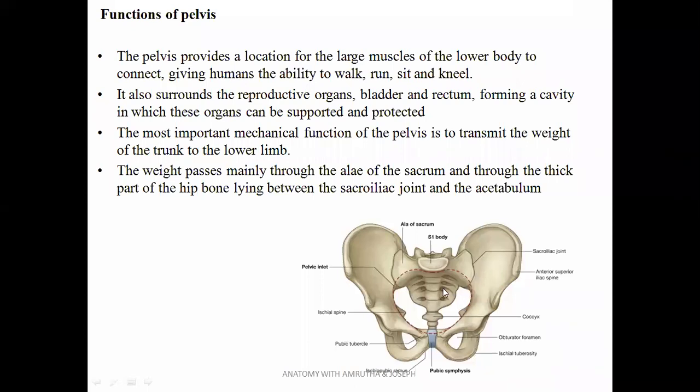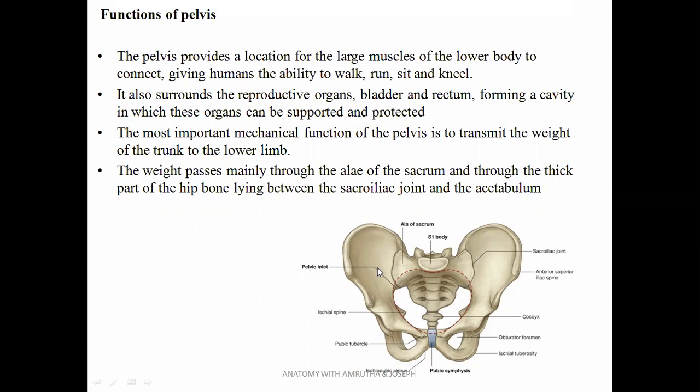Anyway, so you should know that this is the area which is going to surround the reproductive organs, urinary bladder, and rectum, forming a cavity in which these organs can be supported and protected. The most important mechanical function of the pelvis is to transmit the weight of the trunk to the lower limb. So when you stand, when you walk, when you sit, what's happening is that the weight from the upper part of the body is transmitted into the lower limb via the pelvis, right? So we'll talk about that more when we see the bone in practical classes.